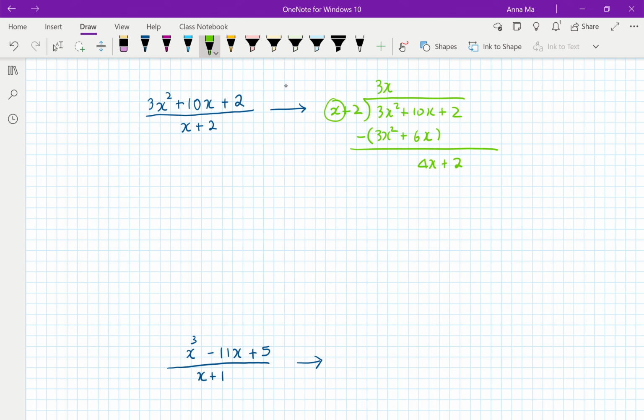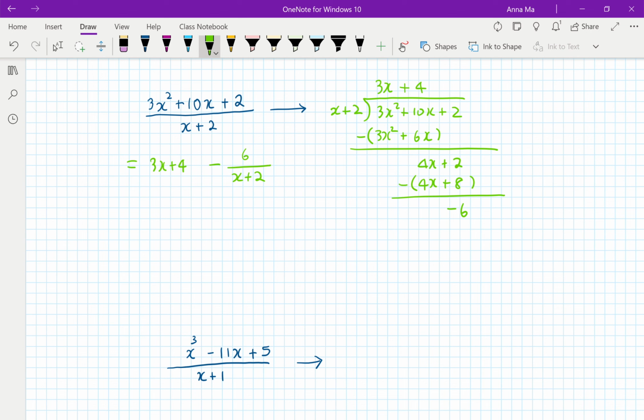Next step, x times what gives me 4x? Plus 4. Multiply the result, 4 times x, 4 times 2, subtract, negative 6 as a result. So in this case, I could write the division as my quotient plus remainder over the divisor. My remainder is negative, so I wrote that as negative 6 over x plus 2.